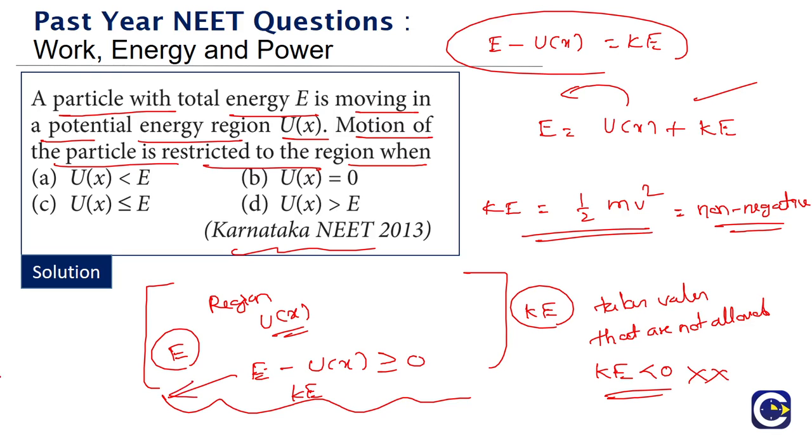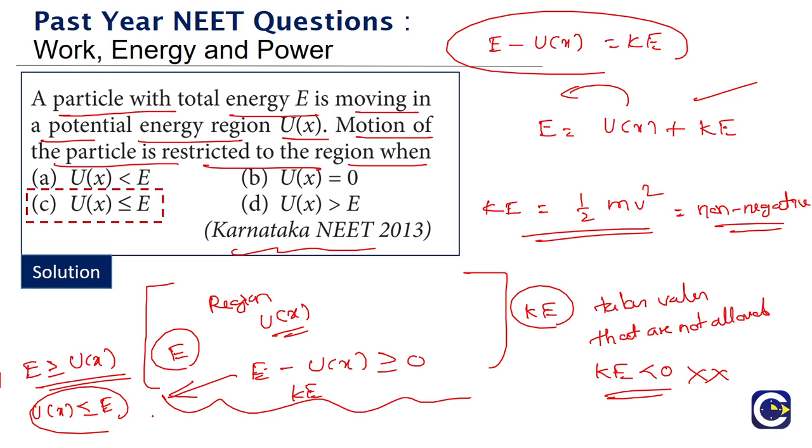That means from here what we can write? E will be more than or equal to potential energy, or we can also write it like this: potential energy is less than or equal to E. So which is our option C. If you define the region like this, then if at all the particle has to go outside, it has to go into the condition kinetic energy less than 0, right? But the particle cannot have kinetic energy less than 0, means whatever region we are defining, the particle motion will be restricted to this region itself. So clear? So what is the answer for this? It is option C.